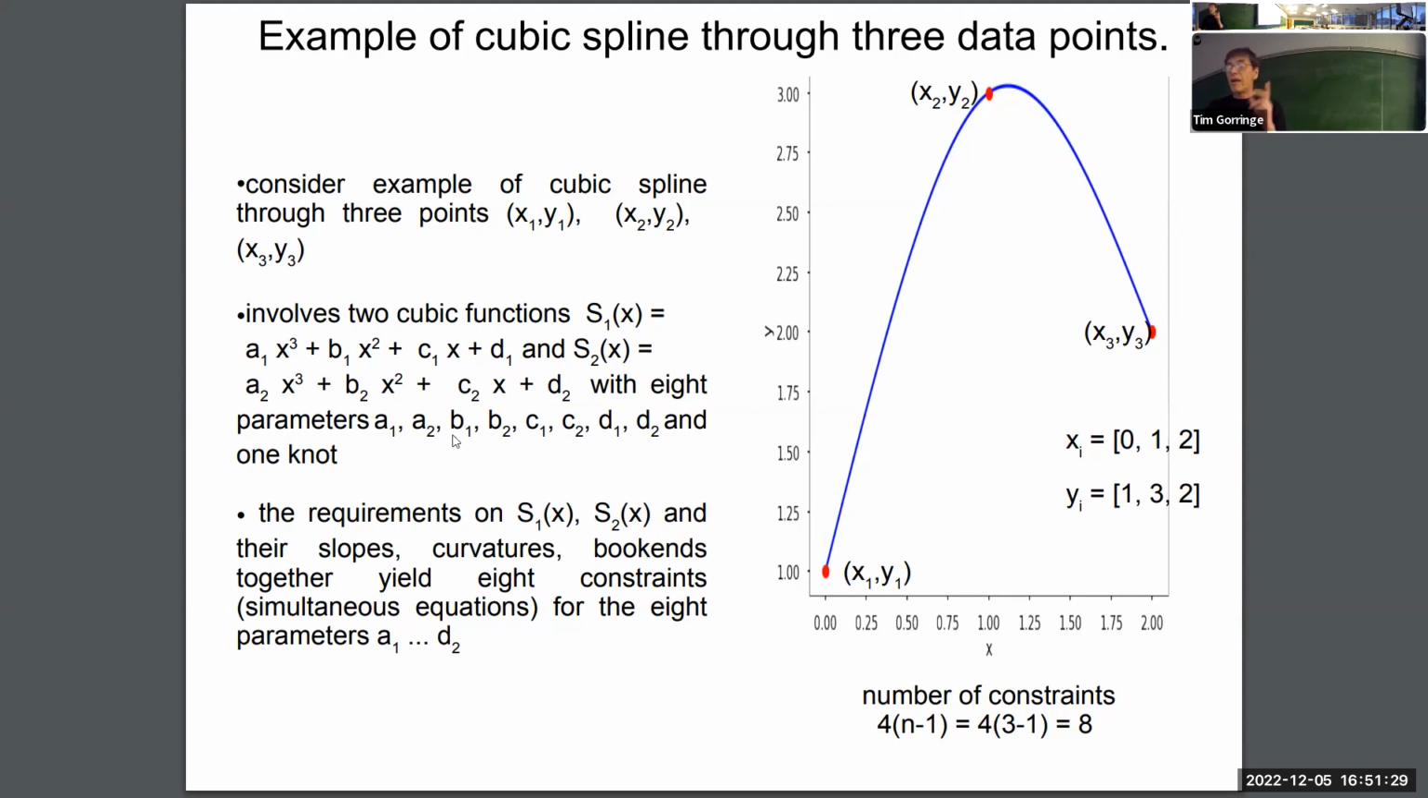So there's a total of 8 parameters. And that's just that 4 times n minus 1 is going to be 4 times, we've got 3 points, so it's 4 times 2, which is 8 parameters. So it makes sense. And so we've got to determine those 8 parameters. I labeled them as A1, B1, C1, D1, and then A2, B2, C2, D2. We've got to determine them from those constraints on intersecting data points, the curvatures and the slopes at the knots, and the bookending.